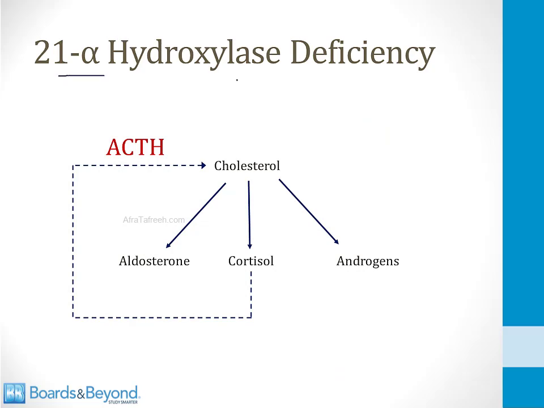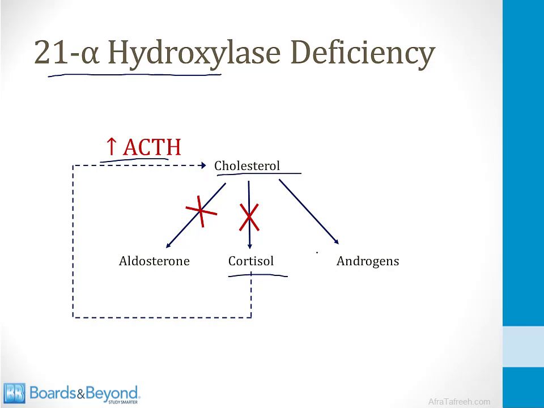We'll start with 21-alpha hydroxylase deficiency. This is the most common cause of congenital adrenal hyperplasia. In this disorder, cortisol cannot be synthesized because 21-alpha hydroxylase, the enzyme, is deficient. In addition, these babies cannot make aldosterone because you also need 21-alpha hydroxylase to make aldosterone. So as a result of the low cortisol, the ACTH levels go up, and that causes adrenal hyperplasia.